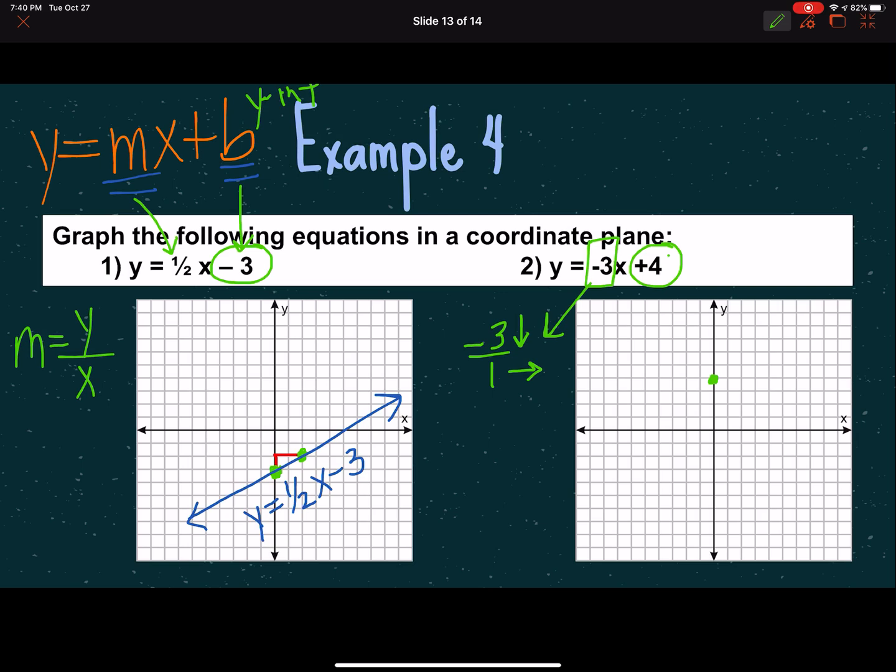Over here in number 1, we had a slope of 1/2, up 1 over 2. So from the y-intercept of 4, we're going to count down 3 units over 1 unit, and we're going to put our point there. Now if I wanted to count down 3 more over 1, I could have as many points as I want to make this line. And then line those up, put an arrow at both ends, and my equation for this one is y equals -3x plus 4.